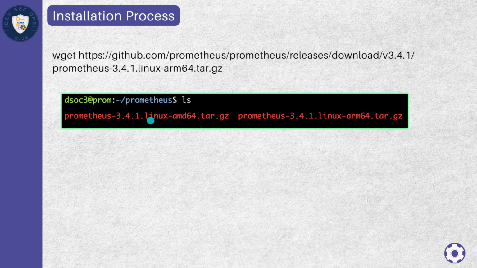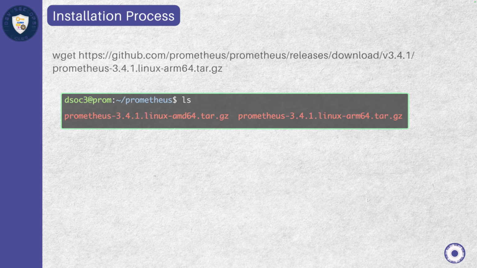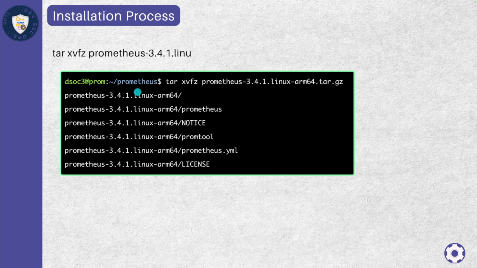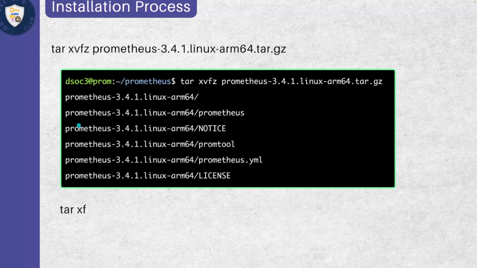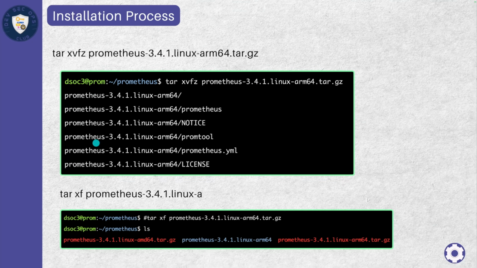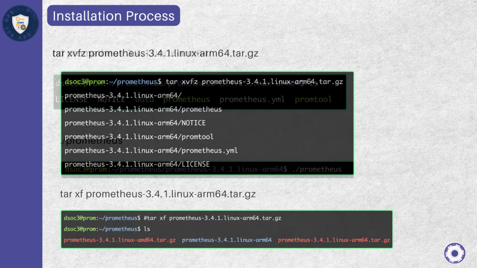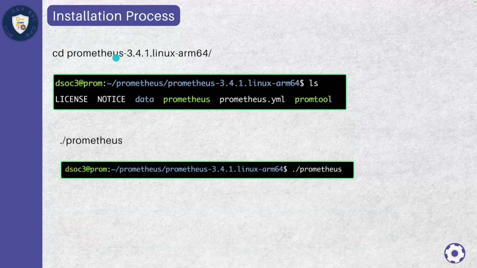Once you have downloaded this, you have to extract it, and to extract it you have this command. If you want to see all the verbose output, the contents of the directory, use tar xvfz, and you will see this kind of output. Alternatively, which I prefer, this one, tar xf with the Prometheus tar file. Both do the same job, so whichever is convenient for you; this is my preference, so I follow this one. After that, go into the directory: cd prometheus-3.4.1.linux-arm.